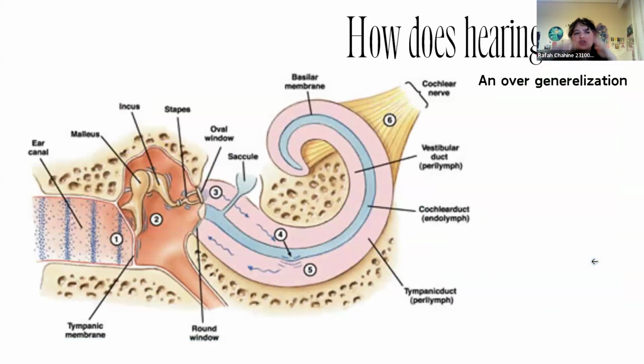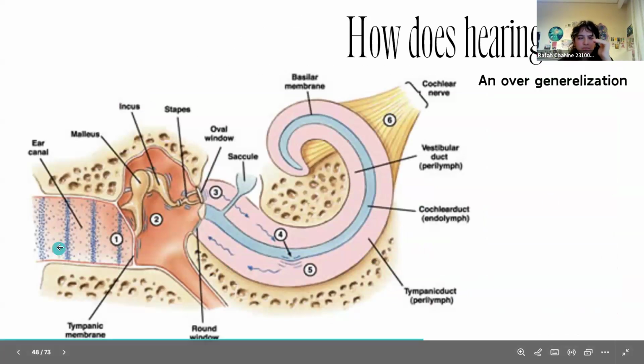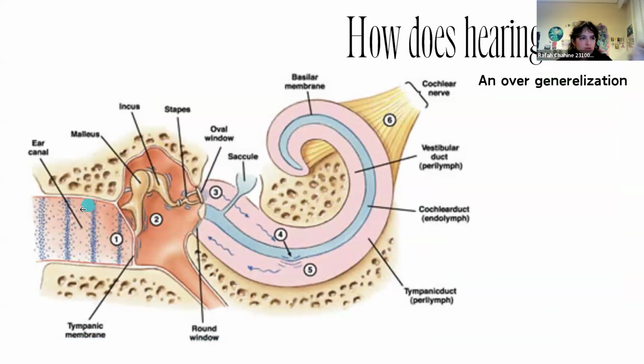Now, this is an overgeneralization of how hearing works, and we're going to review everything that we said. Sound waves are going to come and hit the tympanic membrane. Over here, you can quite literally highlight the compressions and the rarefactions that we were talking about. That is going to cause the malleus to start shaking, and then the incus is going to start shaking after it. Then that is going to cause the stapes to hit on the oval window.